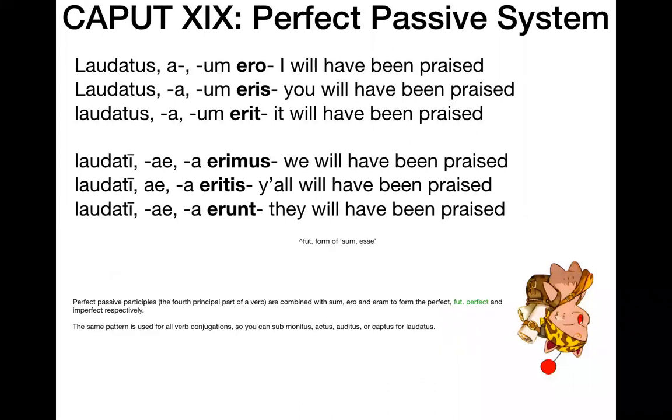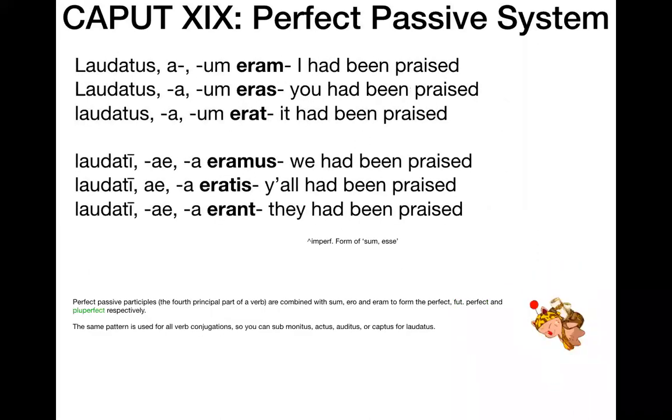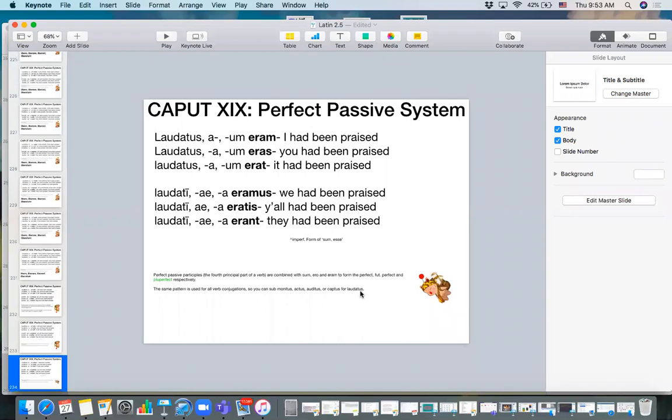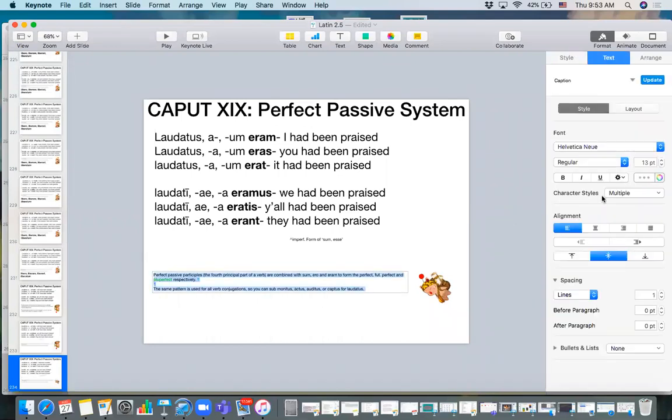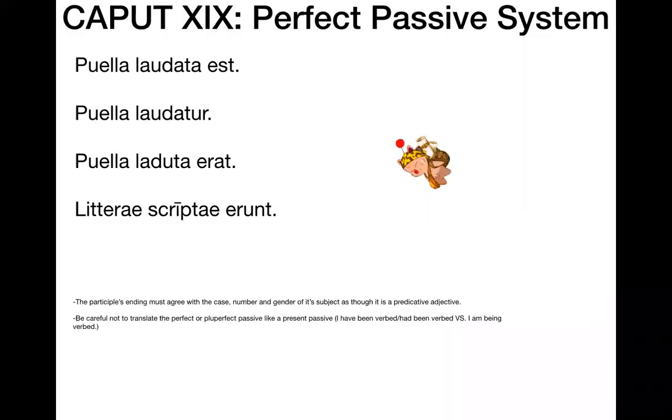And then, why did we do future first? Then we have imperfect passive as well. So eram, eras, erat, those are the imperfect forms of sum esse. Yeah. So what would puella laudata est be? Puella laudata est. There you have a question.